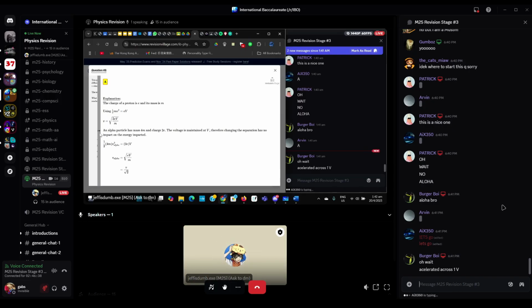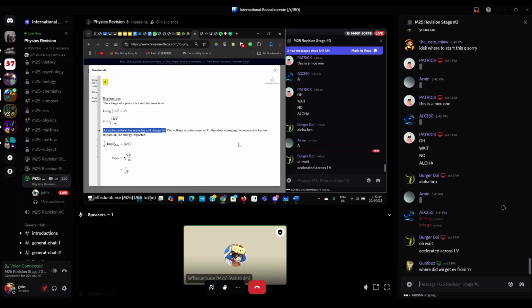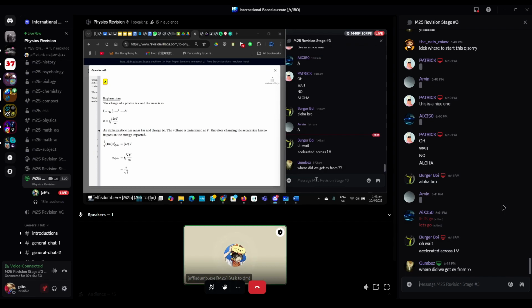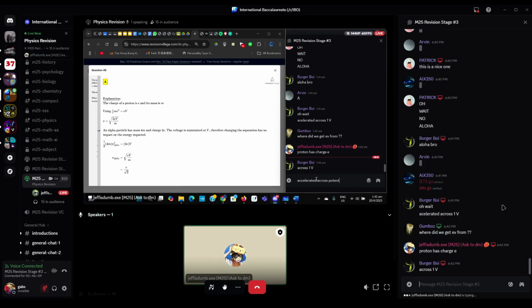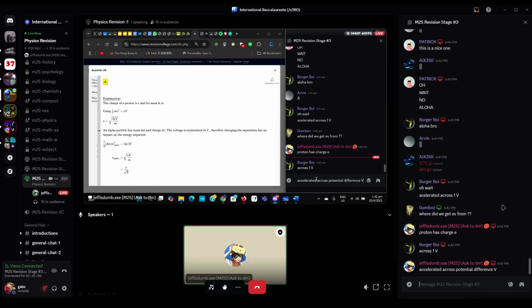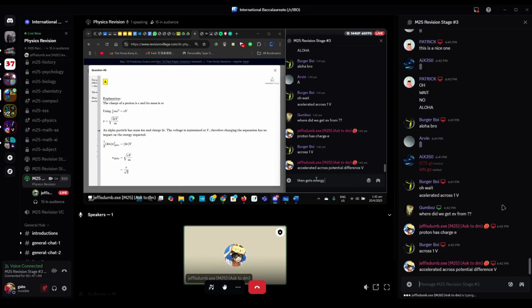And second of all is noticing this sentence, noticing a discrepancy between an alpha particle and a proton. That is the other thing that you do. And then eV: a proton has charge e, accelerated across potential difference V, then gets energy eV.